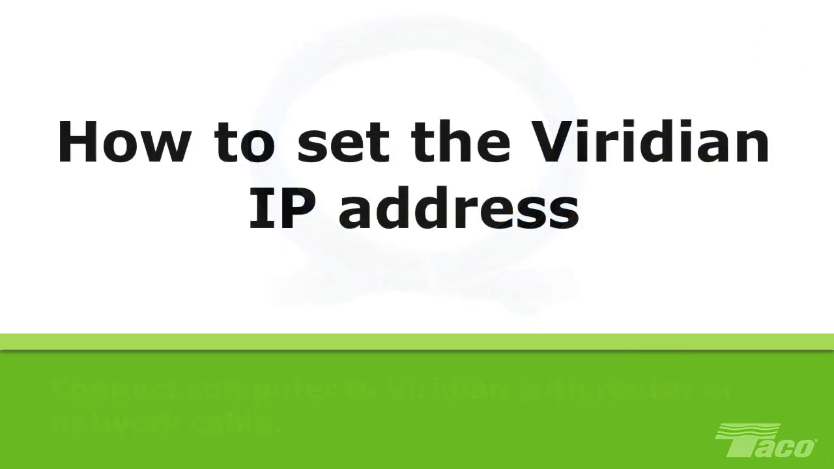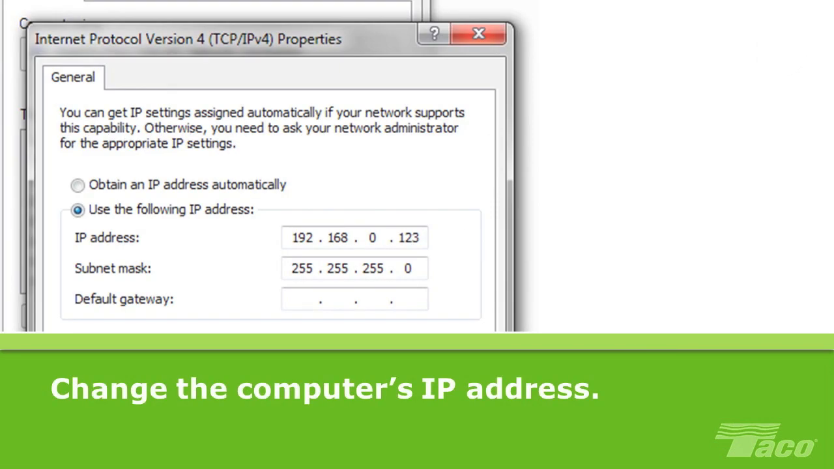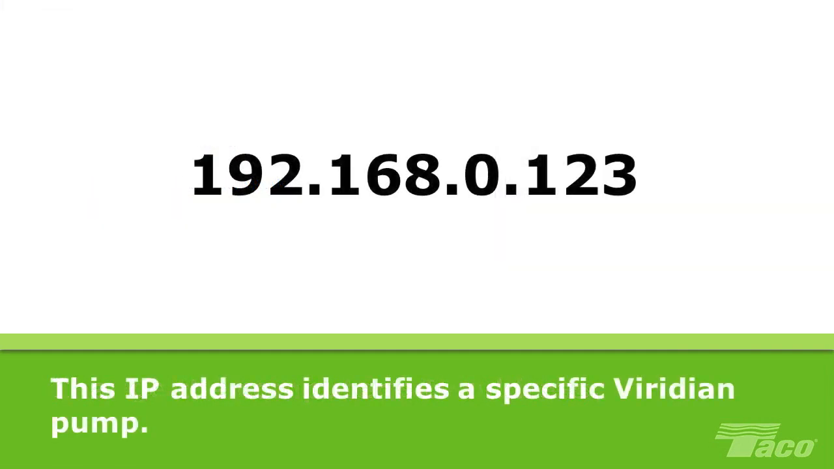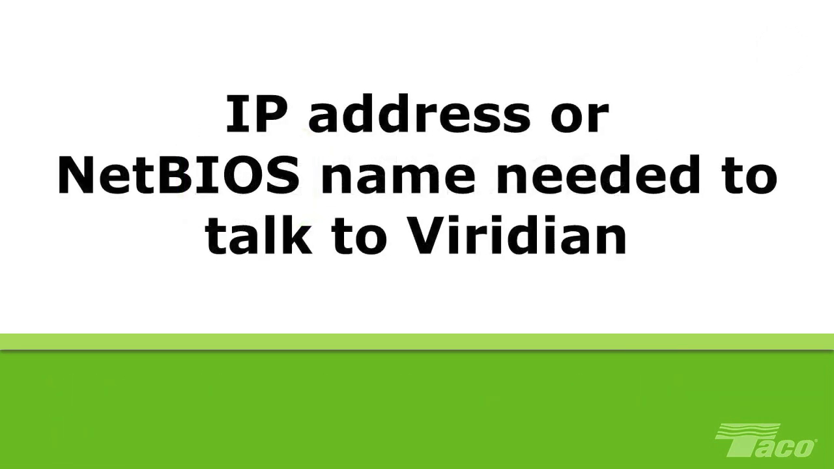How to set up the Viridian IP address. To communicate with a Viridian via a PC, Mac, or laptop, the computer's wired internet connection, or LAN, must be changed from a dynamic internet protocol, or IP address, which is obtained automatically, to a static IP address such as 192.168.0.123, which is assigned by the user. This IP address identifies that specific Viridian pump, just as a mailing address identifies a specific house, street, city, and state.